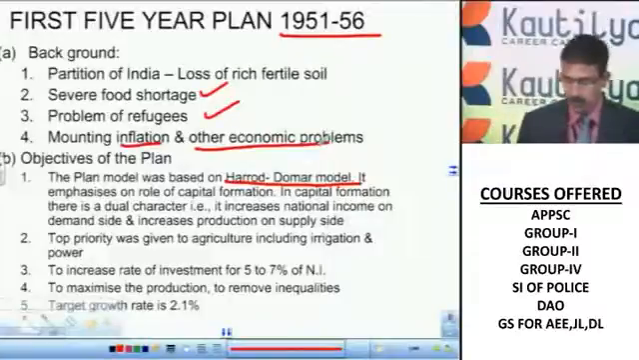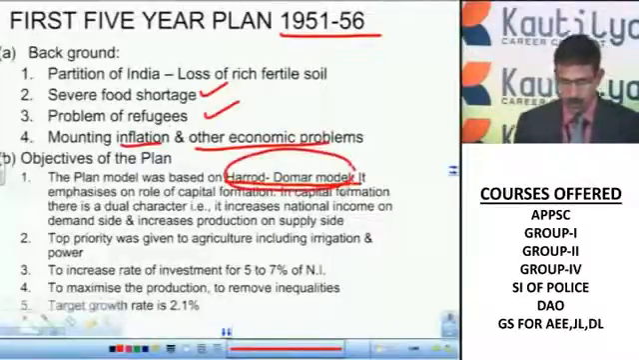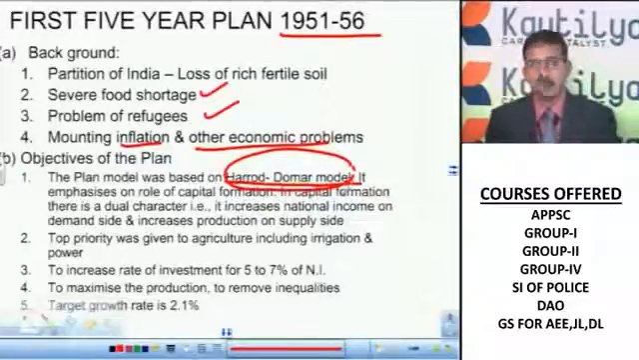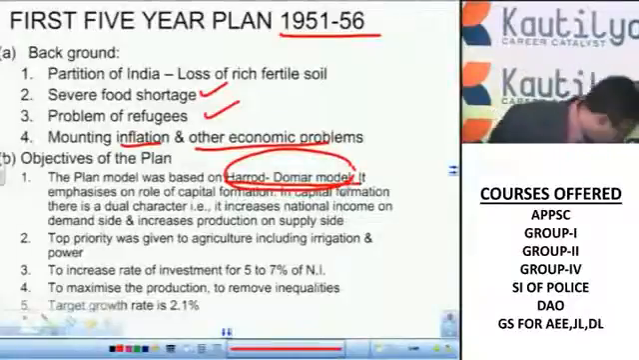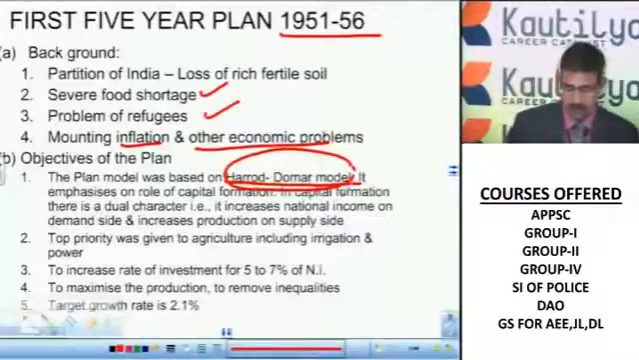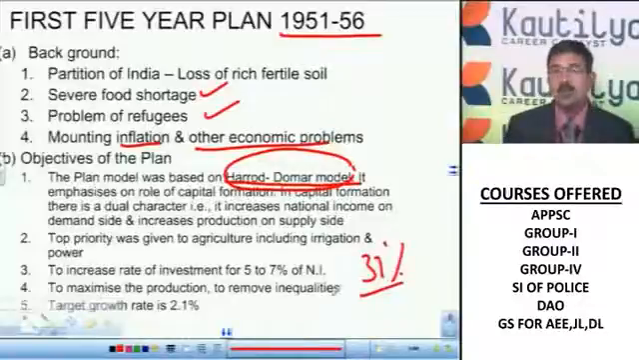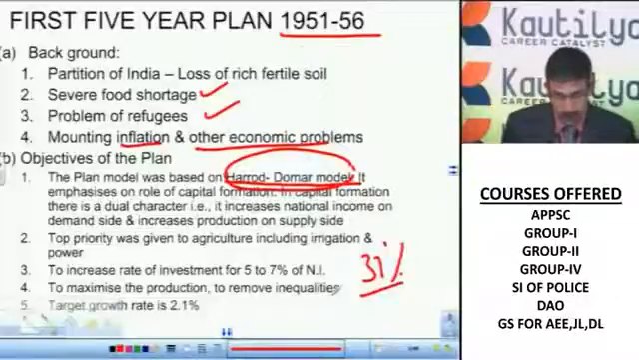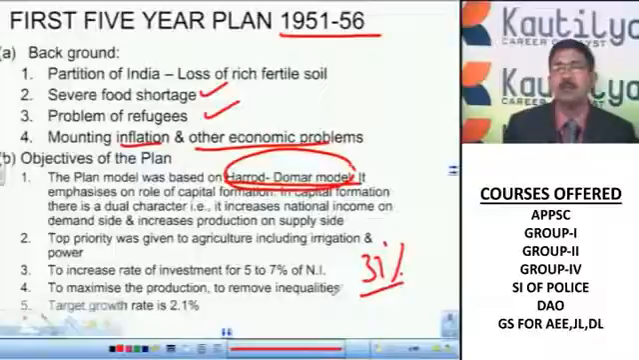Now the model is the Harrod-Domar model, what I said previously. The emphasis is on capital formation, which has a dual character: on one side it increases income, and on the other side it increases productivity. Top priority was given to agriculture, including irrigation, and nearly 31% of the plan allocation was given to agriculture, irrigation and power. The plan target was a growth rate of 2.1% in the first 5-year plan.